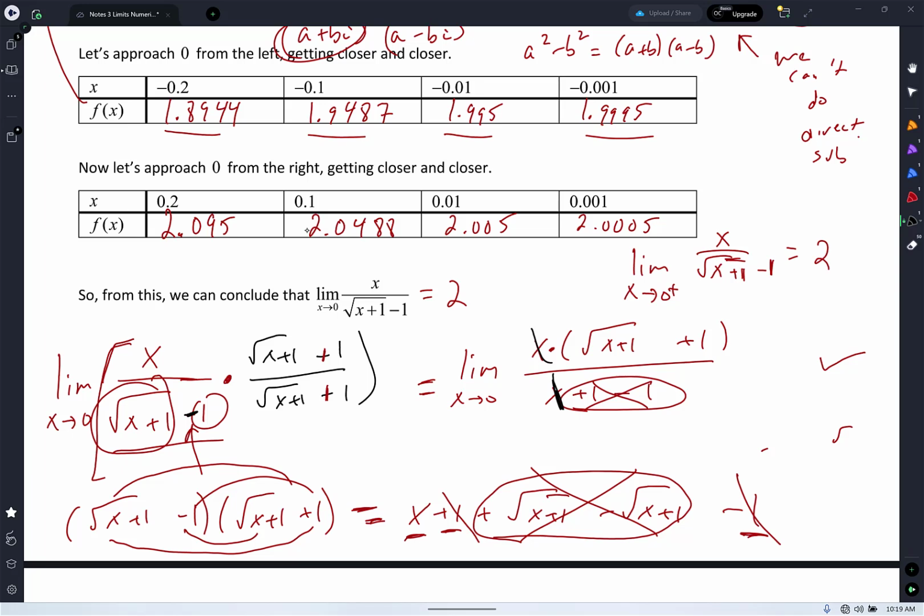1 plus, what is it? 0. 0 plus 1 is 1. The square root of 1 is 1. 1 plus 1 is 2. And you get your 2.